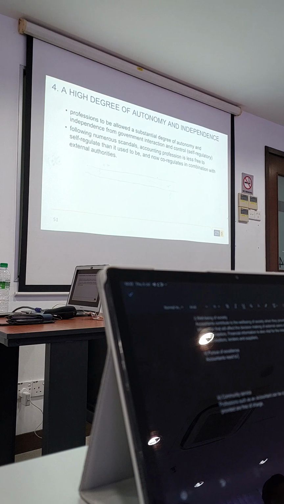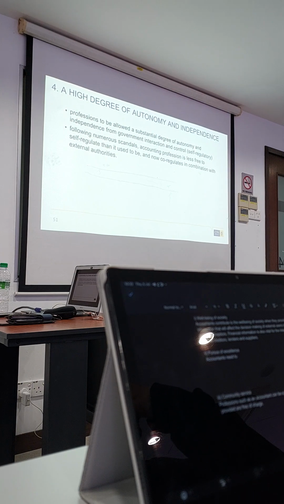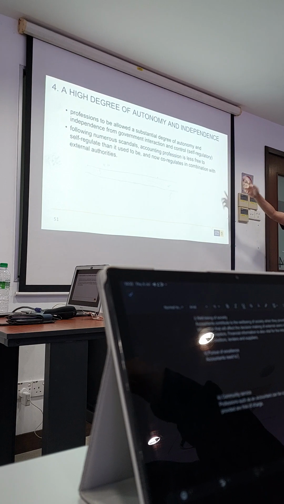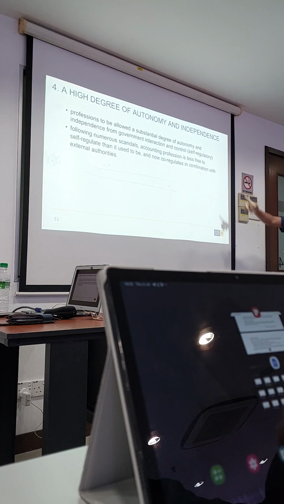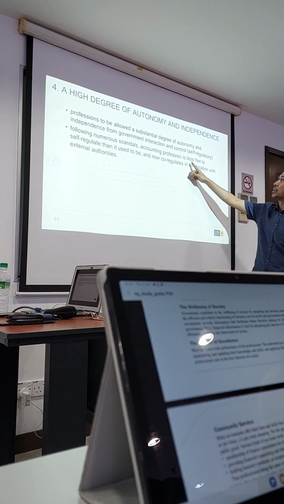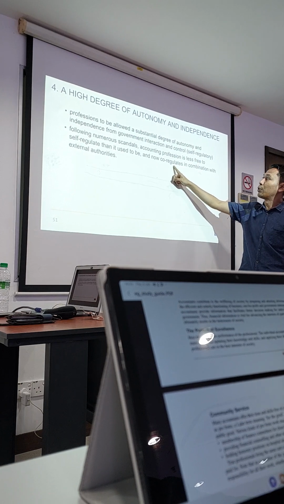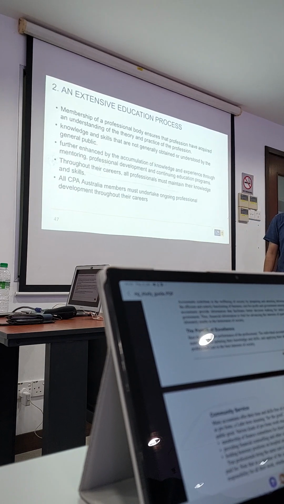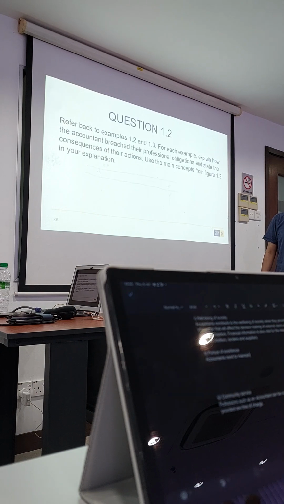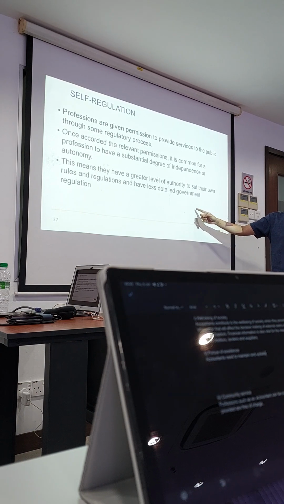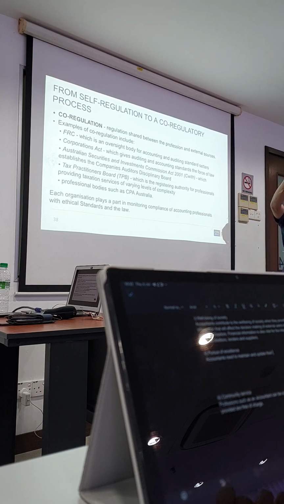Okay, number 4, a high degree of autonomy and independence. Remember I skipped a few slides before. In reading this fourth attribute, because it talks about autonomy and self-regulation, co-regulation, there are a few slides before, remember? This one. So please read this slide and this slide together with that fourth attribute. Okay, read it first.